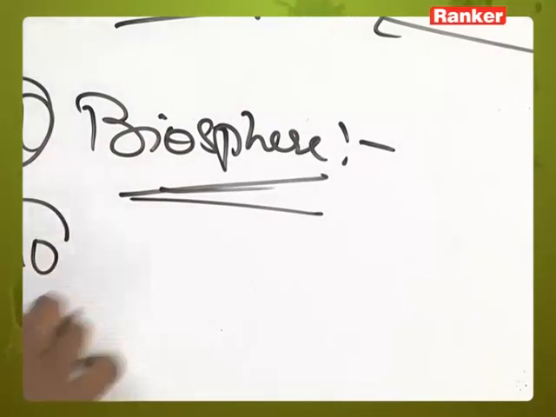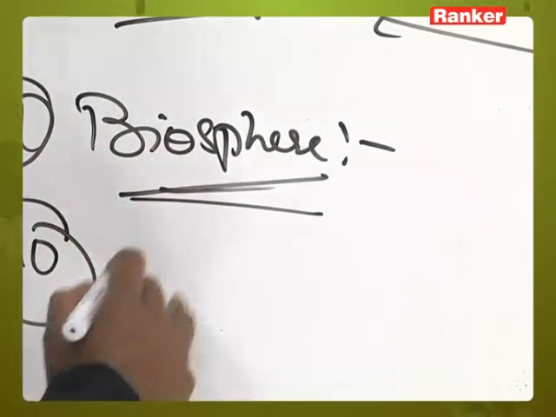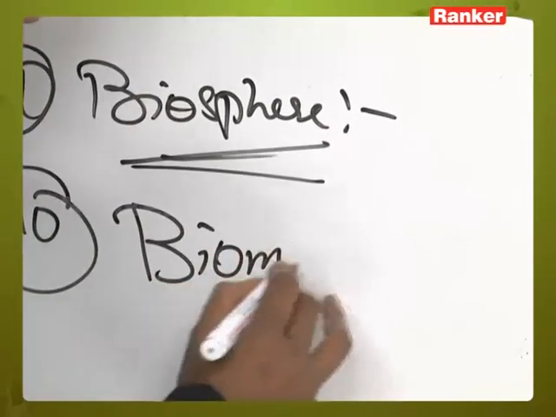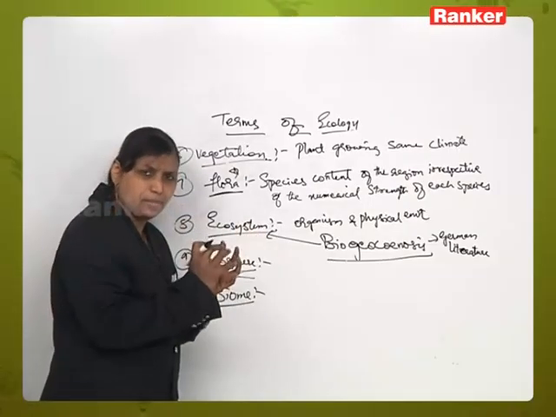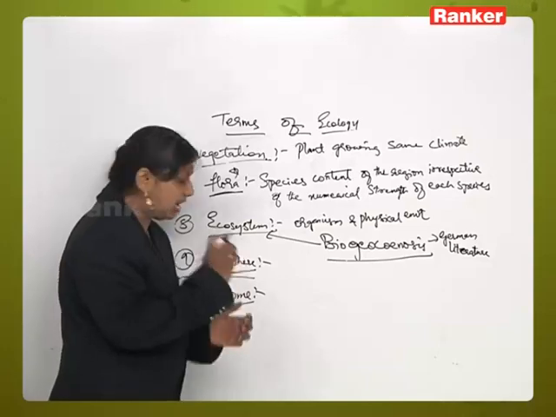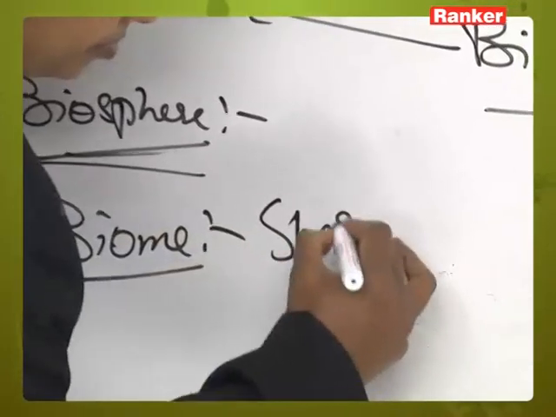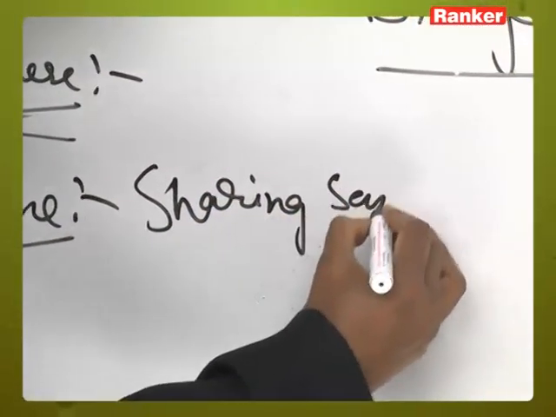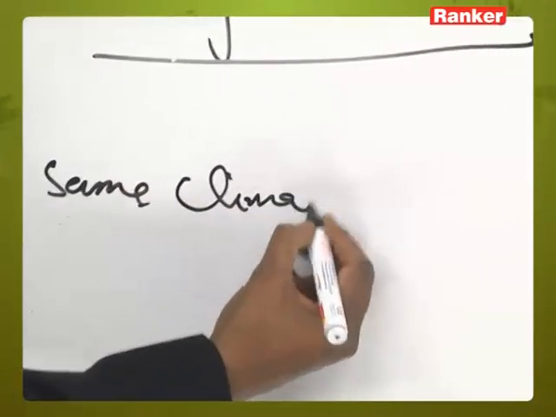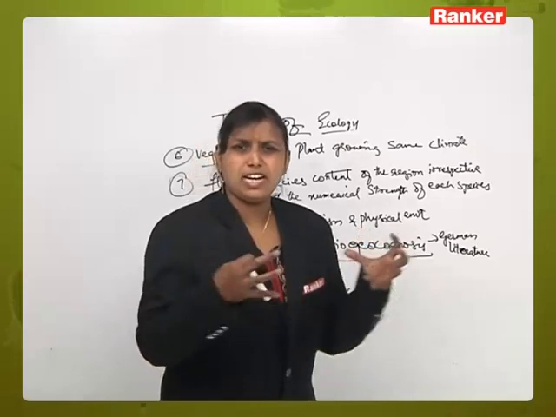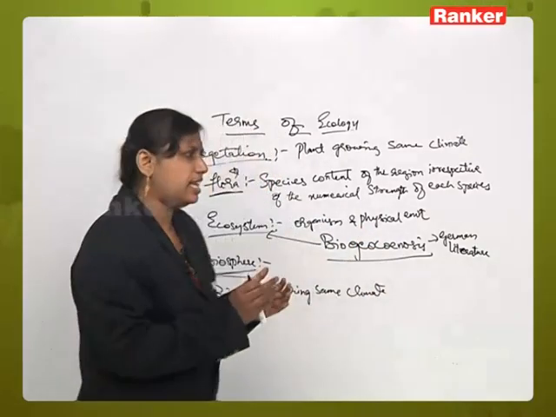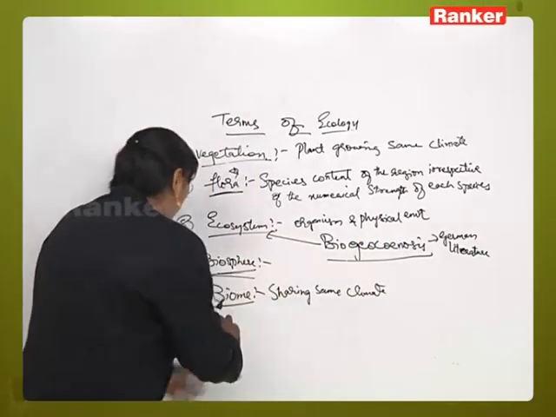Next is the tenth one, called biome. As we already discussed biome earlier, what is biome? The complex of several communities growing in a particular area and sharing a common climate. It is nothing but a group of several communities growing in a particular area and sharing the same climate, called the biome.